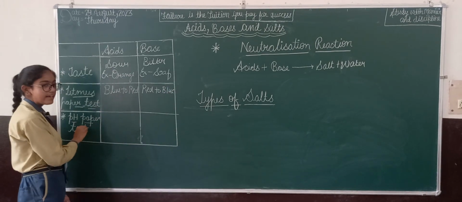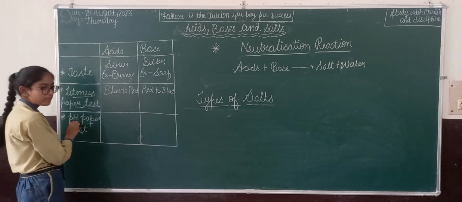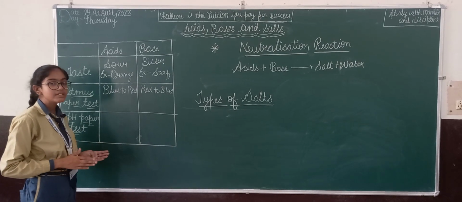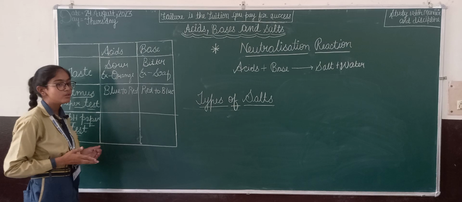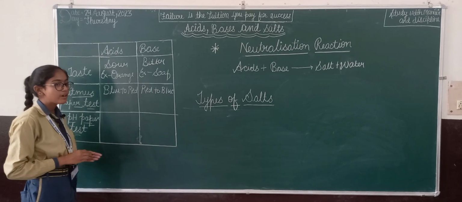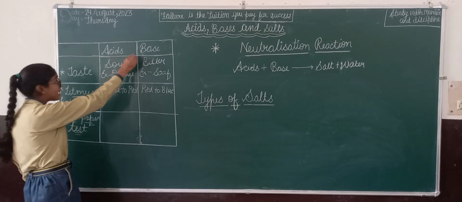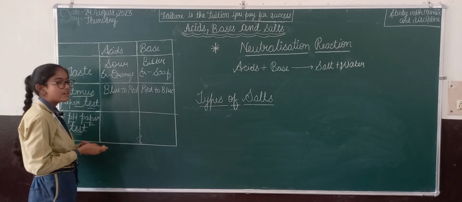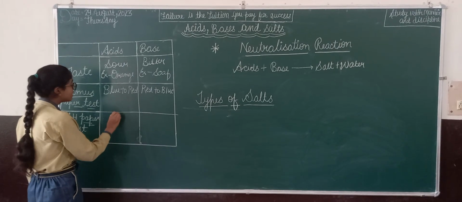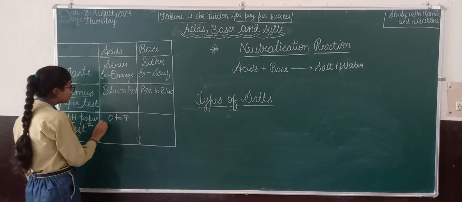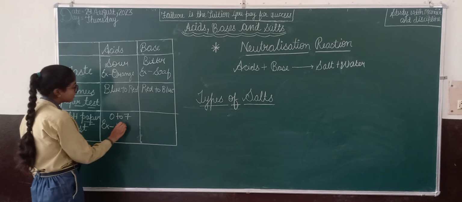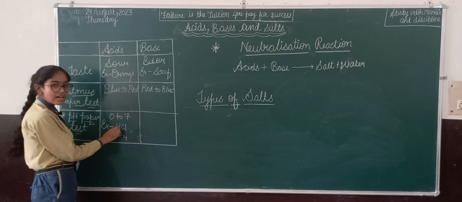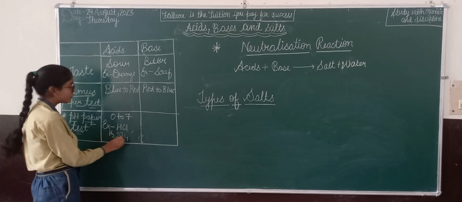Now we classify acid and base on the basis of the pH paper test. Firstly, pH means concentration of hydrogen ions in a solution. We use pH paper to identify whether the given solution is an acid or a base. In acid, the substance has a pH value between 0 and 7. For example, HCl and H2SO4. This is hydrochloric acid and this is sulfuric acid.